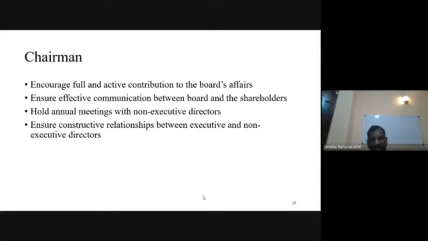Ensure constructive relationships between executive and non-executive directors. So you need to have a good constructive relationship between executive and non-executive directors, because the non-executive directors are not part of running the business, while executive directors are. So have a clear dialogue to identify the problems so that there won't be any gap. So this is the key role to be played by the chairman of the bank or the company.